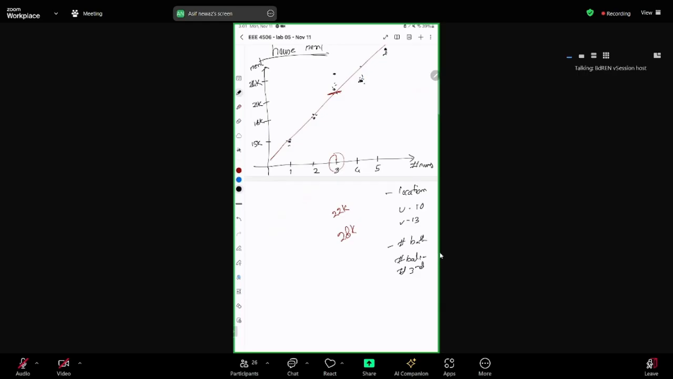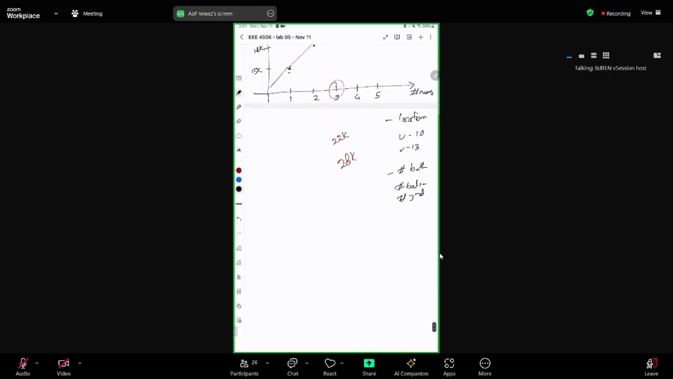Now, here comes the question. Is the concept clear? Any question based on this? The concept of curve fitting. Any question from anyone? Okay.